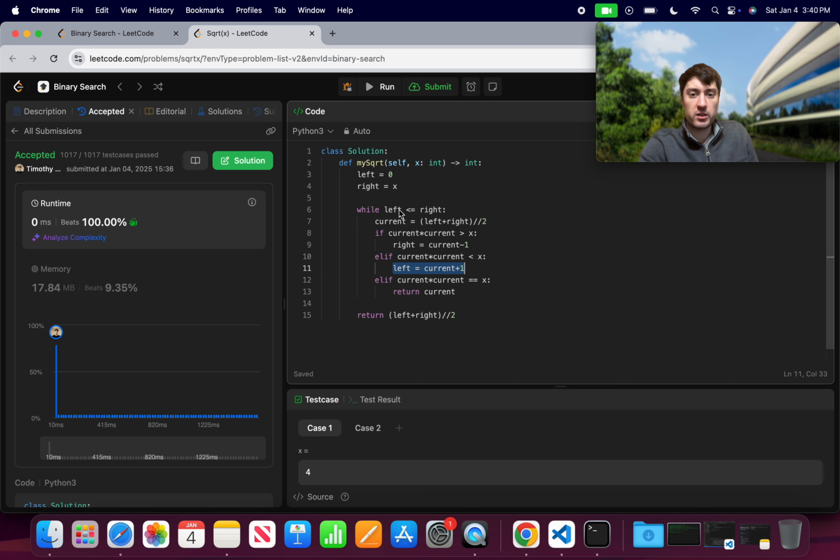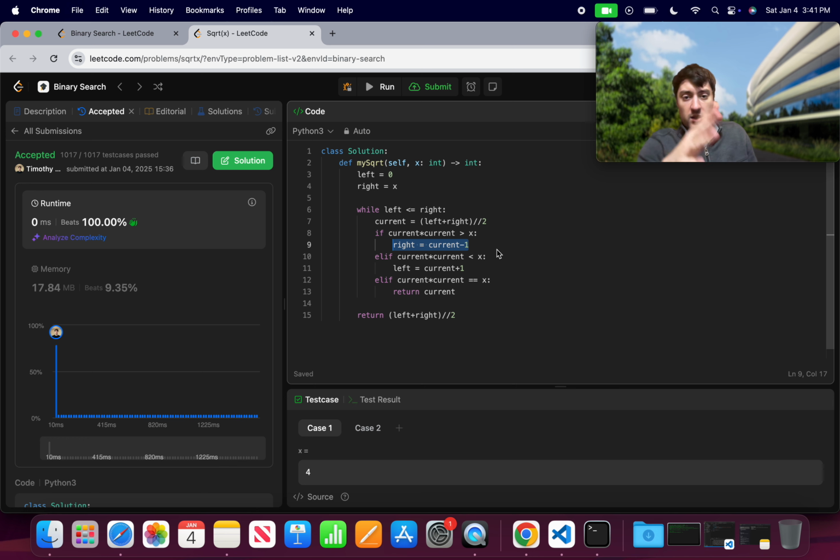And then I want to check left and right are both 4, right? I want to check 4, see if it's valid. So that's why we do need the equal sign. So 4 plus 4 is 8, divided by 2 is 4. 4 times 4 is 16. It's too big, so I take right, and now right is 3.